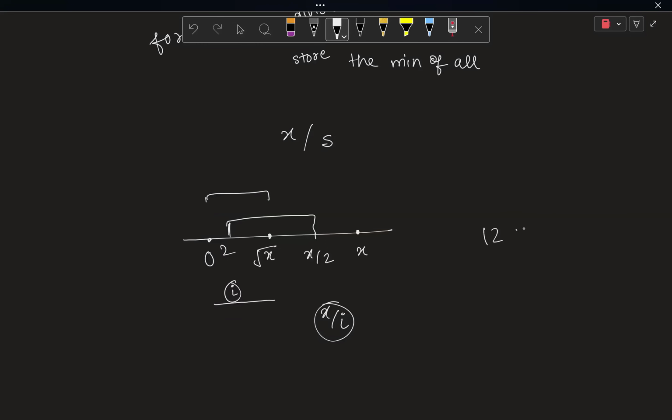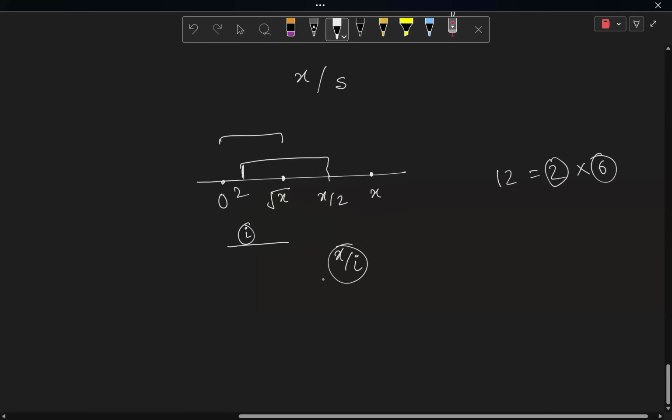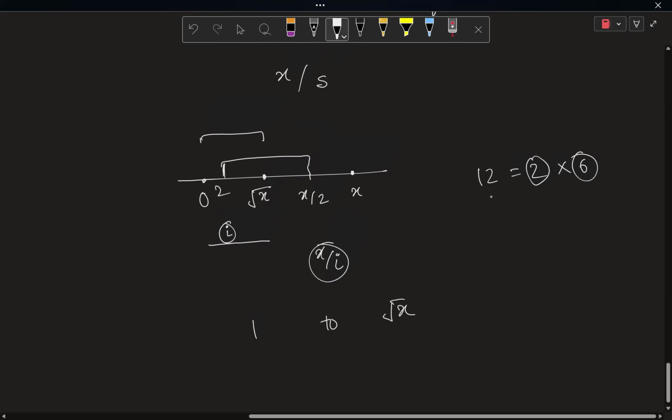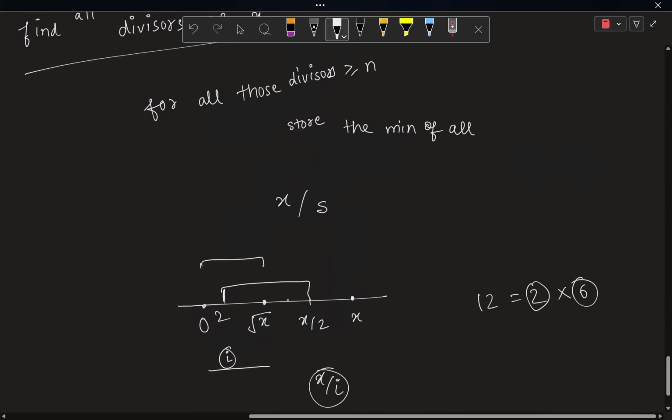You can confirm this thing with some example. Let's say 12 is nothing but 2 into 6. So if there is a divisor less than or equal to the square root of 12, then there is some other divisor which is greater than that also. I hope you would have already studied this, maybe in school or in your competitive programming journey, so this should be easy now. You can just traverse from 1 to root x. For every divisor you see, you will have some other divisor. Just check both the divisors. If they are greater than or equal to n, then store the minimum of all of them, and then you can get the answer as this thing.